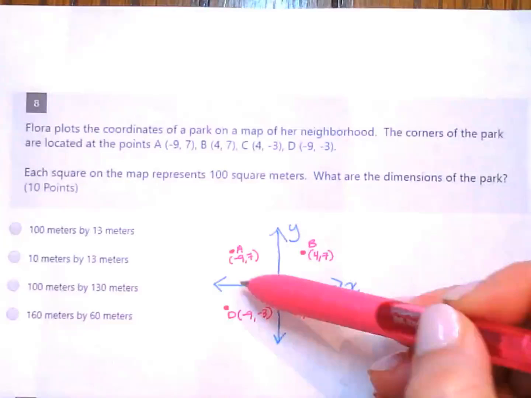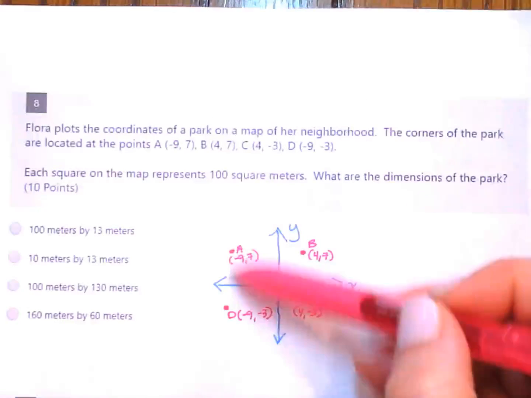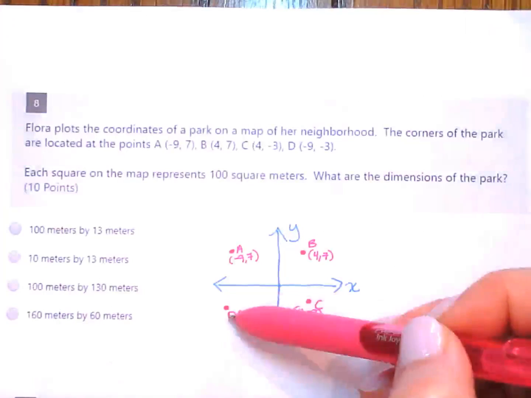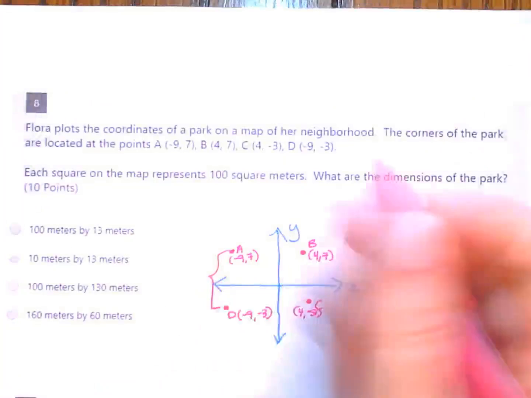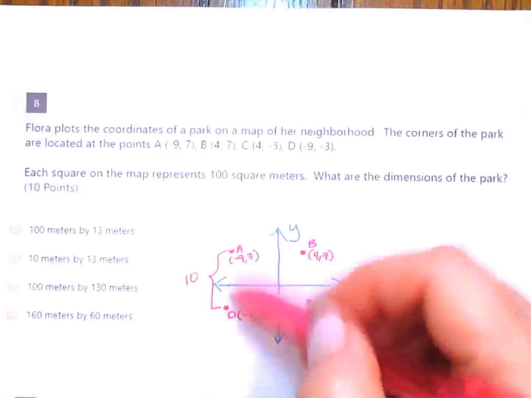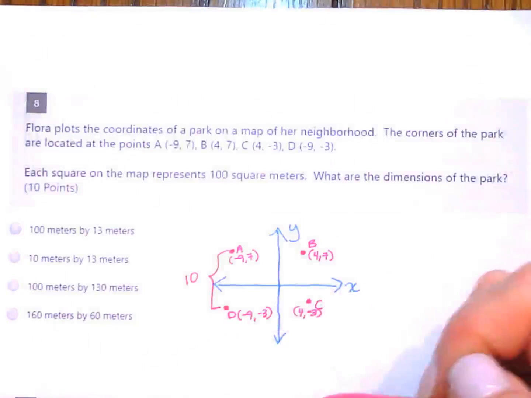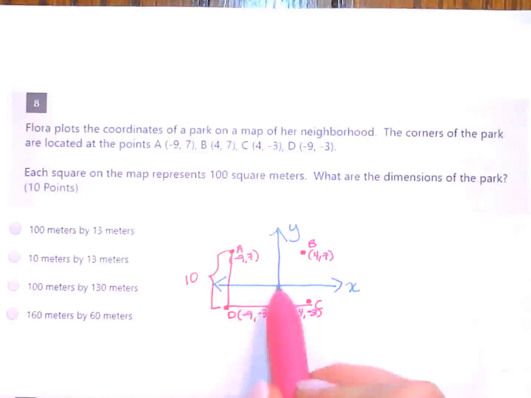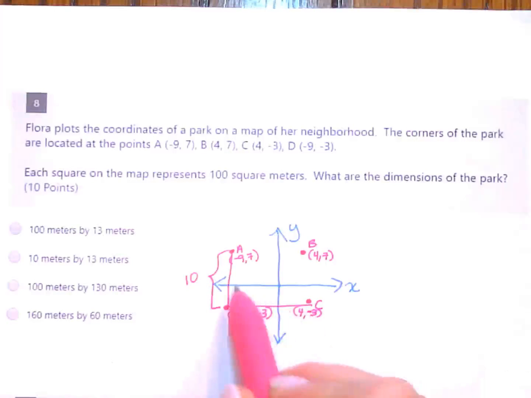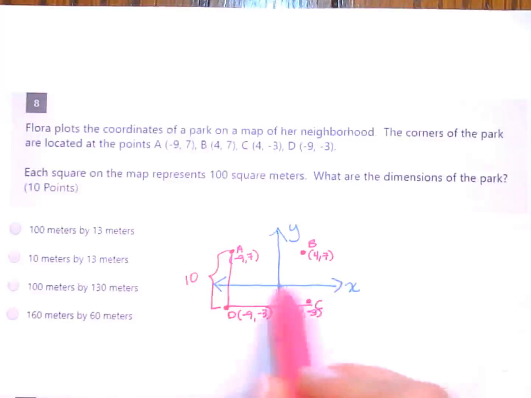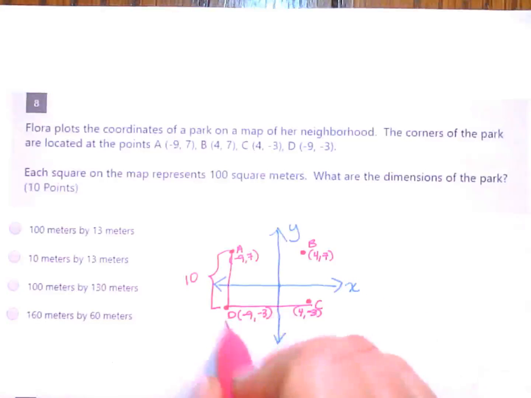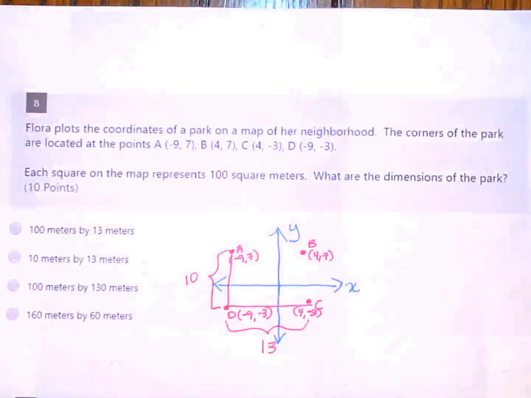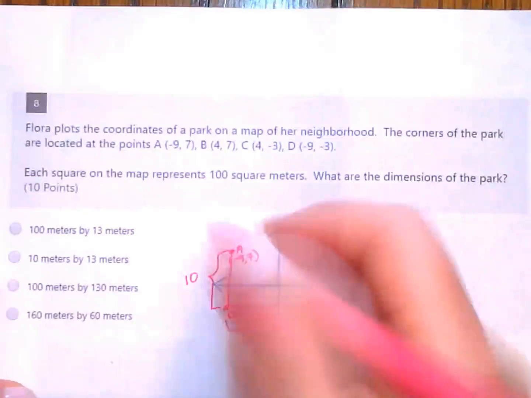So if you notice, here I went up 7, I went over negative 9 and up 7, and I went over negative 9 and down 3. So the grand total distance here is 10. 7 up, 3 down, makes a grand total of 10 for the width. Okay, the length over here, notice here I went back 9, and I went over 4 and down 3. So back 9, over 4, that's a grand total of 13. All right, now that's the dimensions for this rectangle. And we want to know the area, and one of the dimensions of the park.